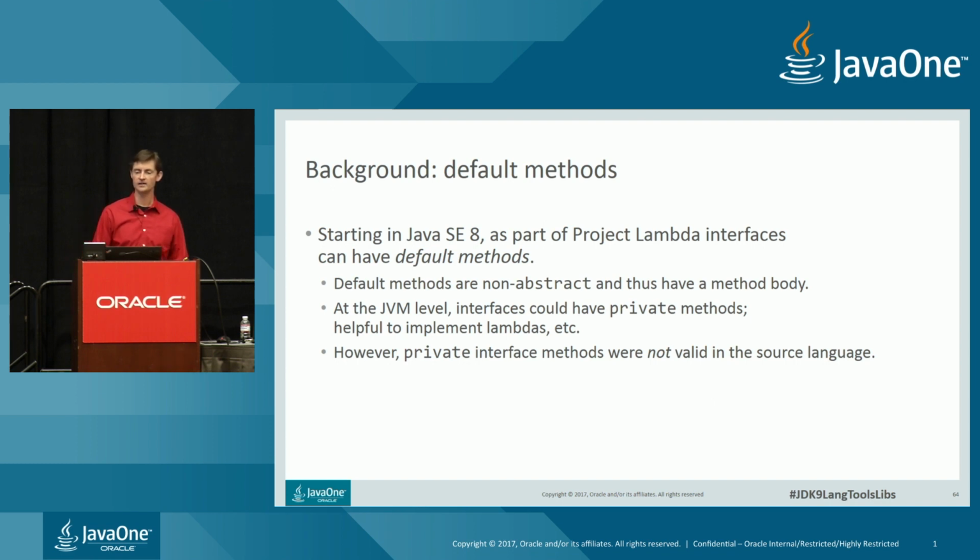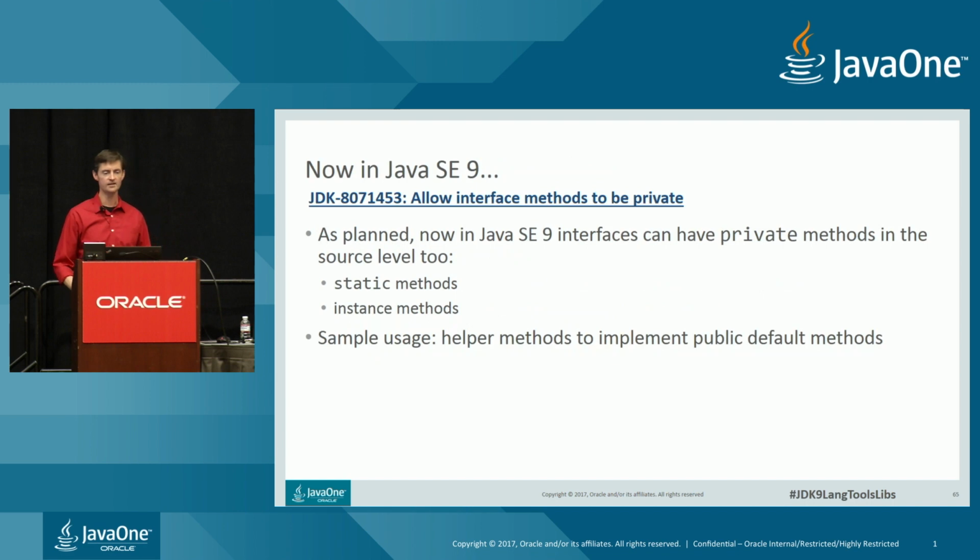However, you couldn't do that in the source language. And now in Java 9, you can. You can have both private static methods on your interfaces as well as private instance methods. So what would you do with these methods? You can use them as helper methods for the other default methods you have in the interface, the public methods. So this is, again, very, very convenient to have once you start adding default methods to your own interfaces.